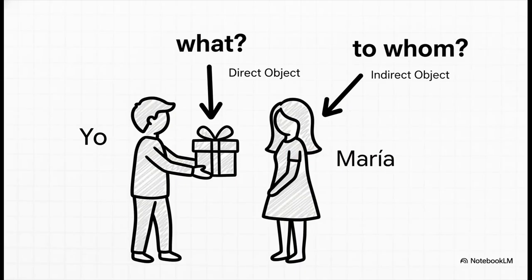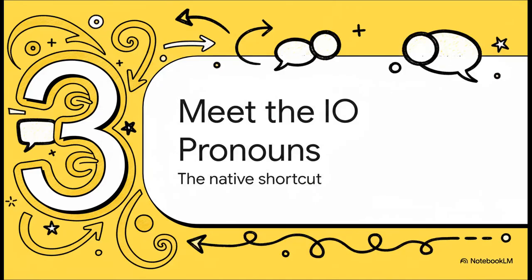Okay, back to our favorite sentence. Yo doy un regalo a María. Let's break it down with our new rules. What am I giving? Un regalo, a gift. That's our what, our direct object. And to whom am I giving it? A María. That's our who, our indirect object. It's really that straightforward. All right, you're getting this.